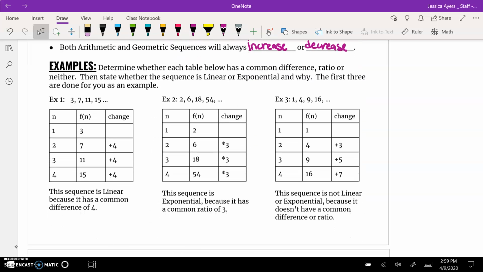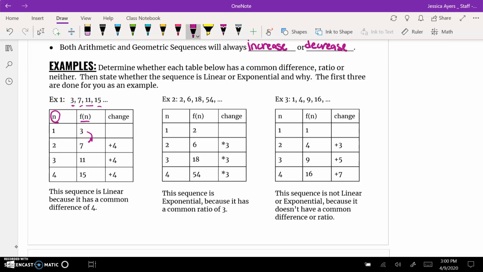So looking at these first examples, you want to determine whether each table has a common difference, a common ratio, or neither. Then you're going to state whether it's linear, exponential, and why. So I've done the first 3, so you see what I want you to do. So for example 1 here, 3, 7, 11, 15. Remember that n is your term number, f of n is your term. So the term numbers will always start at 1 and go 1, 2, 3, 4, and so on. And then f of n is the actual terms, so they come from your sequence above.